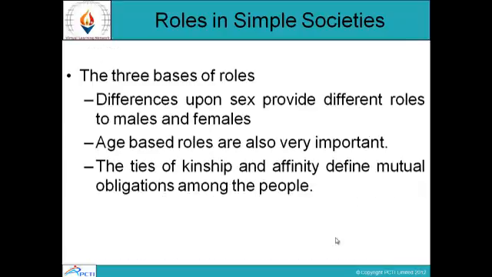The three bases of roles. Differences based upon sex provide different roles to males and females. Age-based roles are also very important. The ties of kinship and affinity define mutual obligations among the people. So basically there are differences based upon gender and differences on the basis of age, and the ties of family, the ties of blood relations, also define mutual obligations among different people.